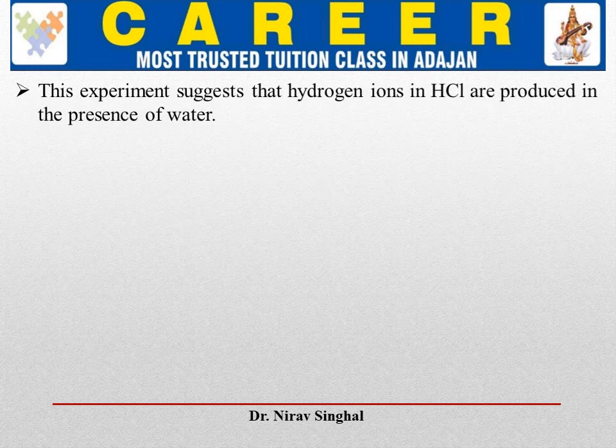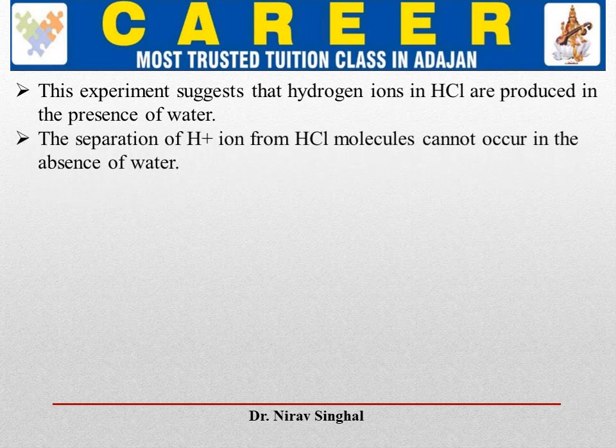This experiment suggests that hydrogen ion in HCl is produced in the presence of water. The separation of H plus ion from HCl molecules cannot occur in the absence of water. अगर water नहीं होगा तो HCl में से H plus ion release होंगे नहीं. So it clearly indicates that if the atmosphere is dry, meaning it does not contain humidity, then you cannot observe the acidic property of HCl.